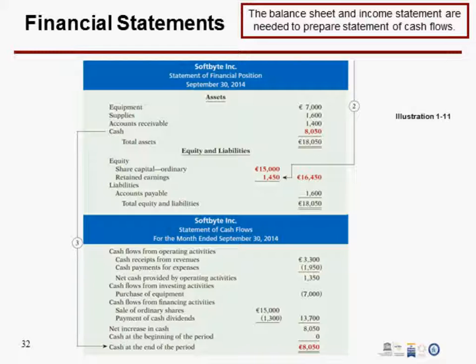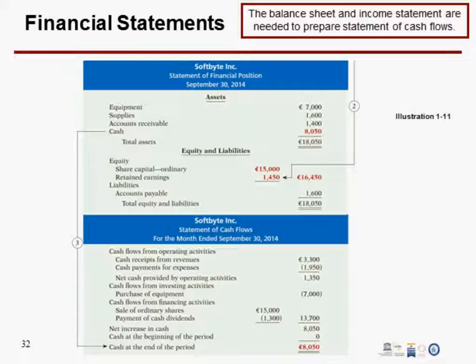What is a financing activity? Financing activities is either you sell your stocks to stockholders, or you borrow money from the bank, and the dividend paid to the shareholders. Nothing to do with operation. Any sources of cash and uses of cash that have nothing to do with operation, nothing to do with investing, are all financing activities.